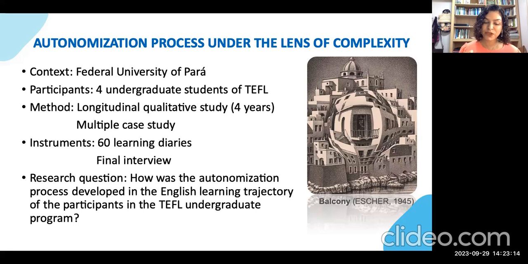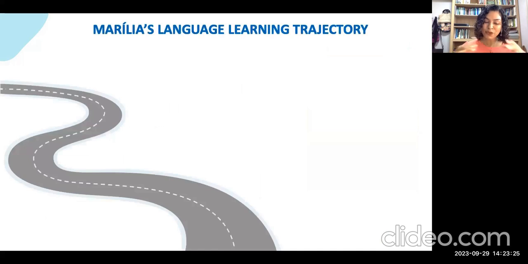I won't be able to talk about the 4 participants' trajectories, but I'm going to show some data from one of them, Marília, to illustrate the complexity of her autonomy trajectory, with moments of dynamism, moments of dynamic stability, and moments of change. Change, by the way, is a key concept in autonomy in the complexity paradigm.